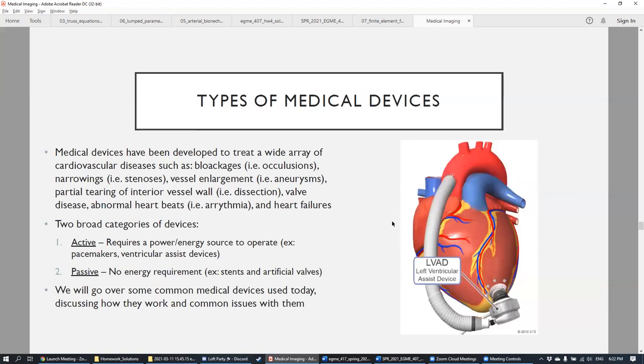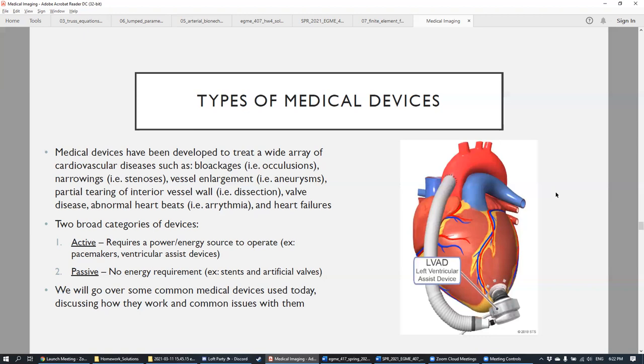All right, so what types of medical devices are out there? There are tons of different medical devices. You did a really good job of researching this for your first homework assignment, right? Basically, for almost every type of abnormality or disease out there, there's a device to help treat it. There are devices for stenosis and atherosclerosis. There are devices to help with aneurysms, so we talked about the coils and the clips.